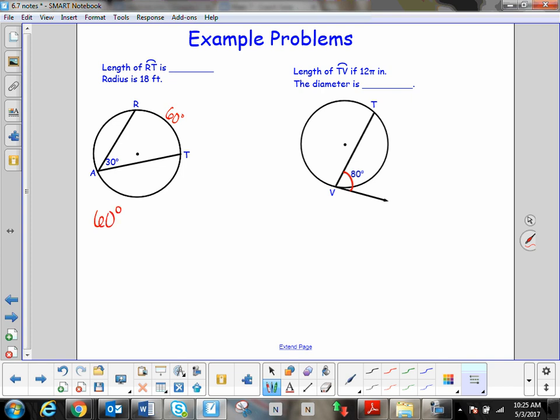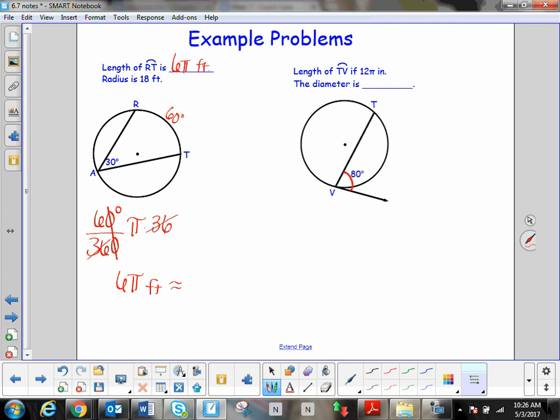So we're going to have 60 degrees over 360 times pi times 36. Double the radius gets you the diameter. Let's leave it in pi form. The zeros are going to reduce. 36 gets canceled. So what is our answer? 6 pi feet long. And if you have to do the decimal, you just put that in the calculator. But the length of it is 6 pi feet long.